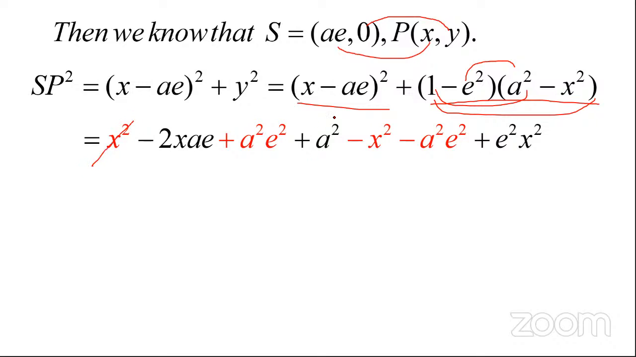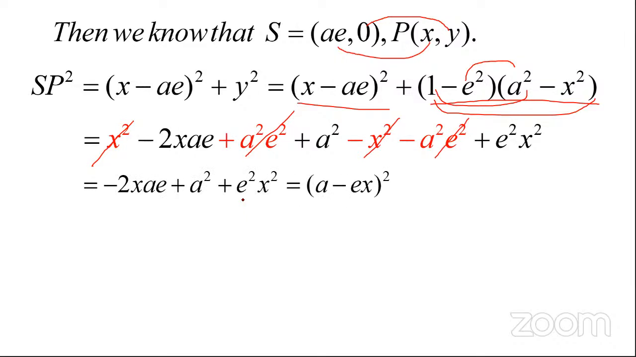Just cancel this one. x square plus x square is here, minus x square, and a square minus a square cancel. Then you will get minus 2aex plus a square plus e square x square. This is nothing but a square plus b square minus 2ab. Observe this one: a square plus b square minus 2ab, so this value 2ab, where ex is the b and this value is a. So this is in the form of (a minus b) whole square. I'm writing a minus ex; otherwise you can write ex minus a.